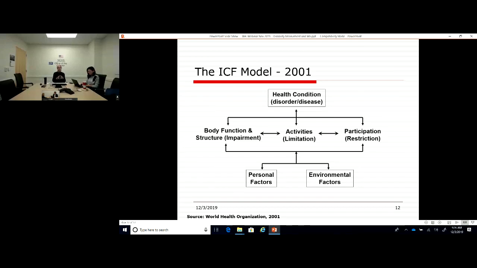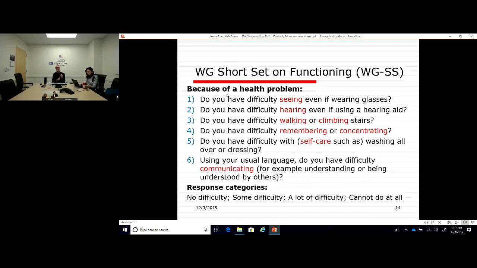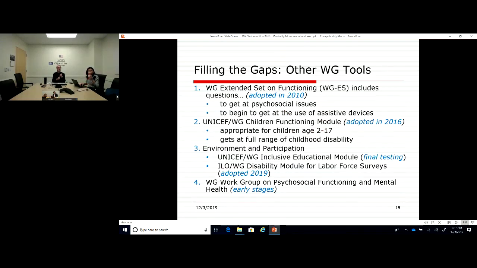It's clear, but when you're developing questions for a survey, it creates confusion. So what the Washington Group did on the next slide, if I can show that, is focus right there in the middle, that green part, activity limitations. Sorry, go back one slide, two slides.